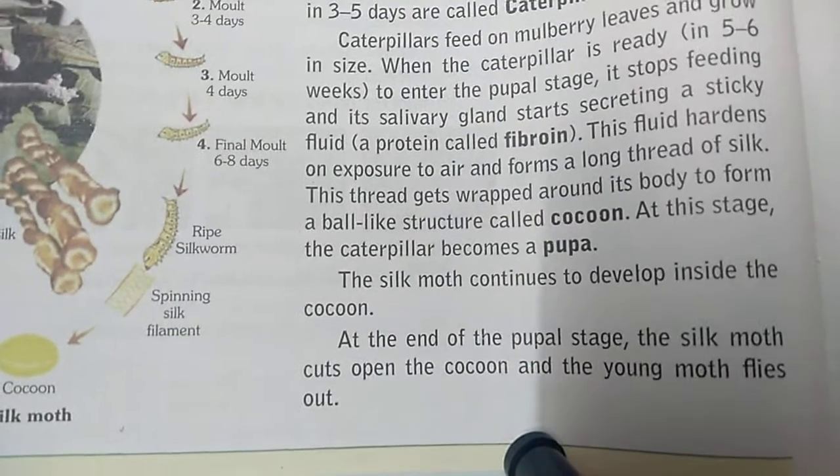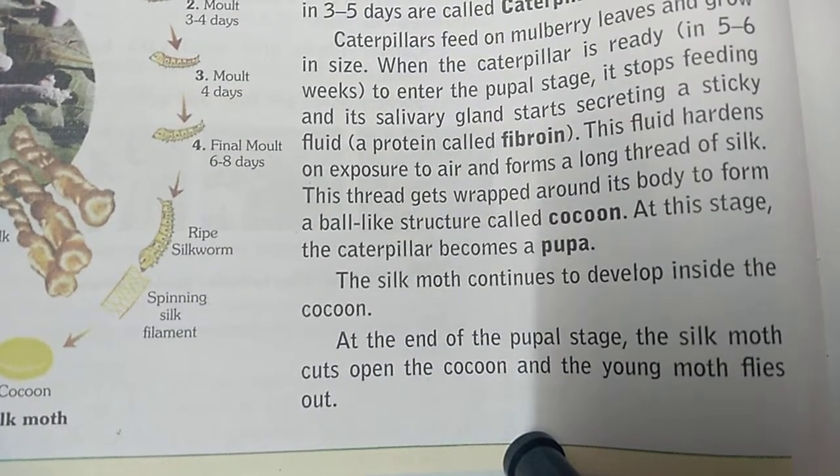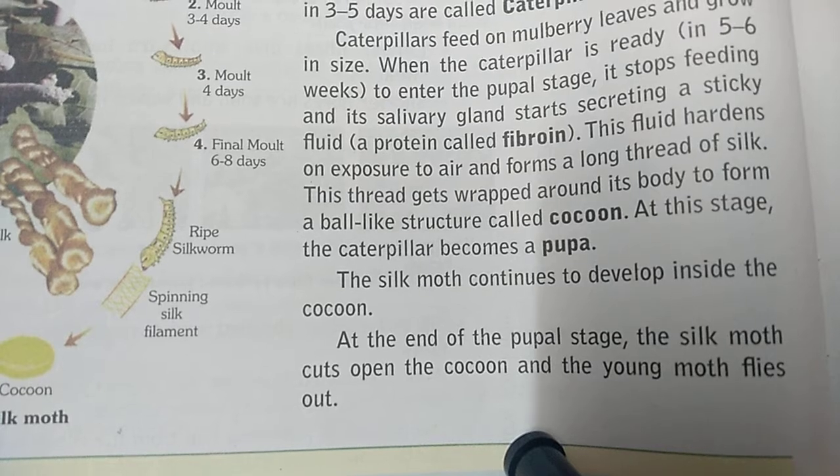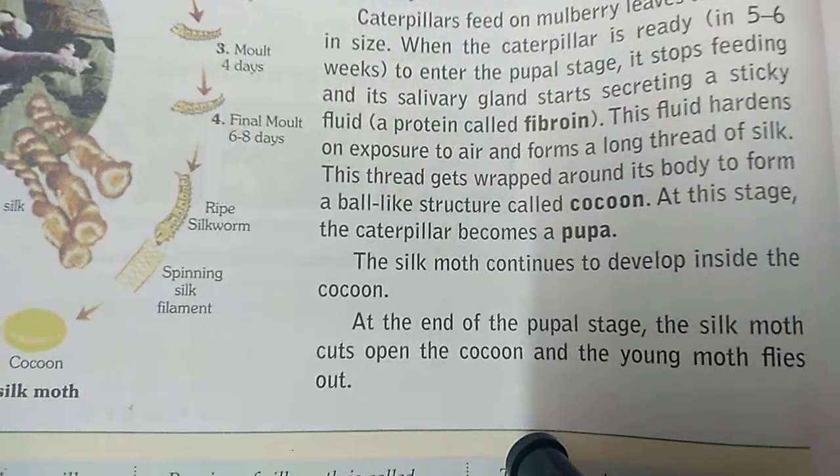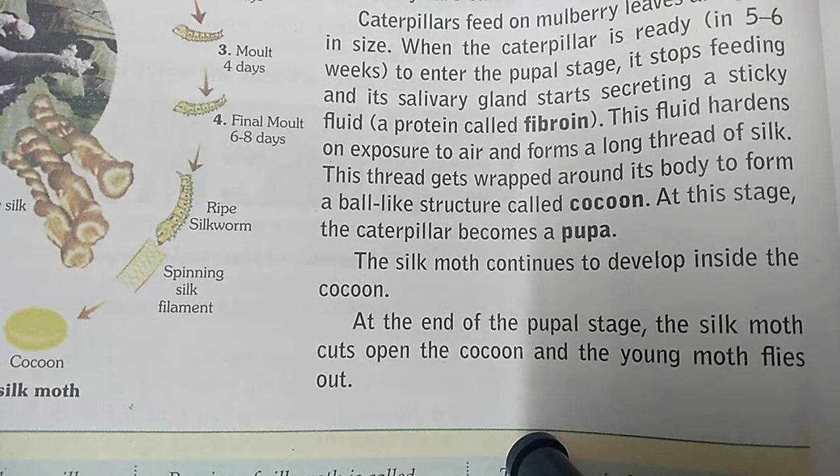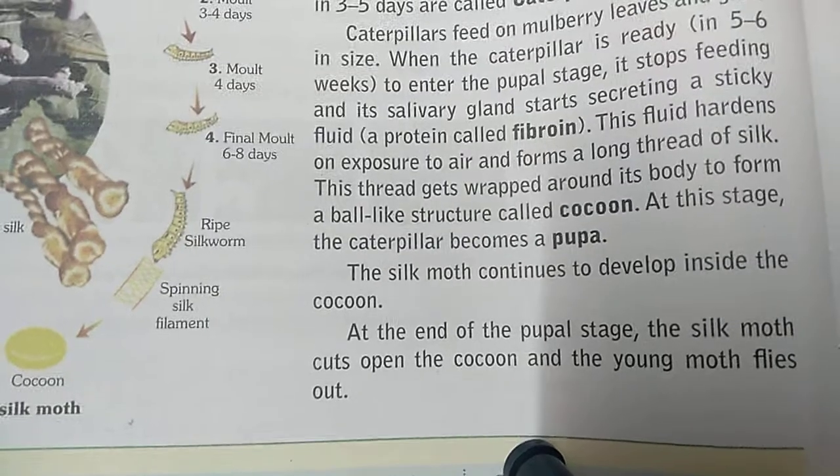At the end of the pupal stage, when it develops completely and converts into the adult one, it is called a silk moth.